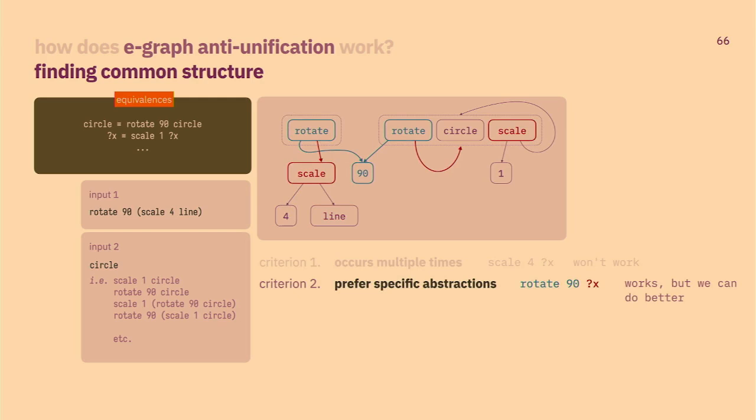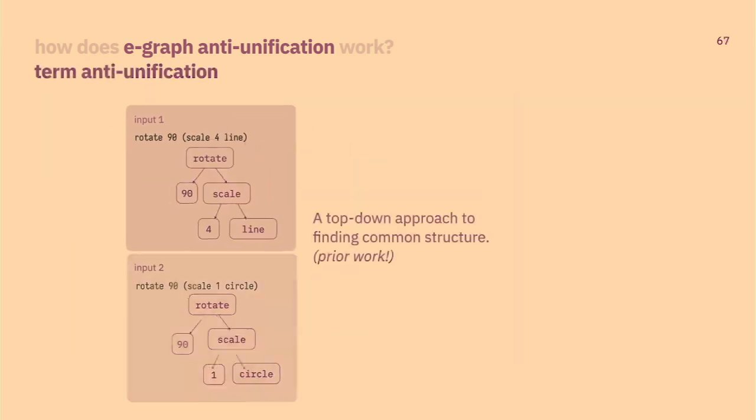Second, we want to maximize the shared structure that our abstraction can abstract away. For example, with rotate 90 x, this is a reasonable function to learn for our inputs. However, we don't want to just stop there. We could also learn rotate 90 followed by scale, x and y. And if you remember with our faces, one problem that we had is that the abstraction we learned wasn't specific enough. It wasn't capturing all the shared structure that we observed in our data set. So our algorithm needs to also be able to learn as specific and concrete an abstraction as possible.